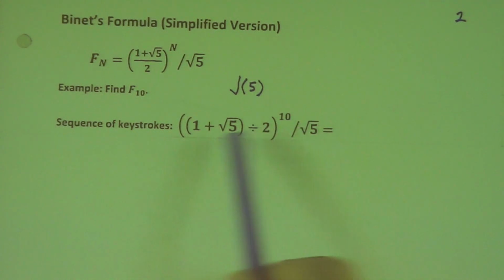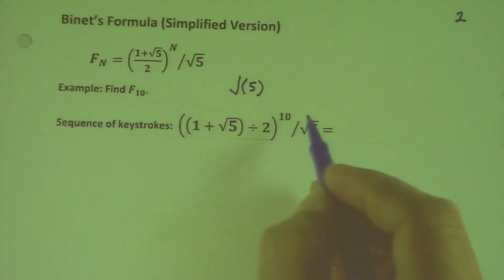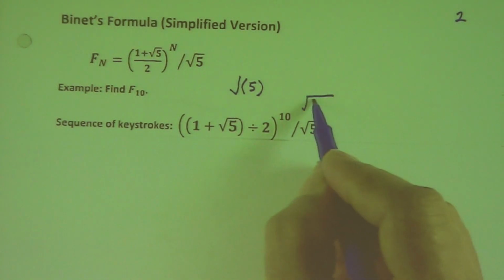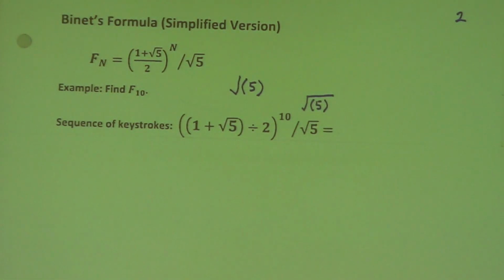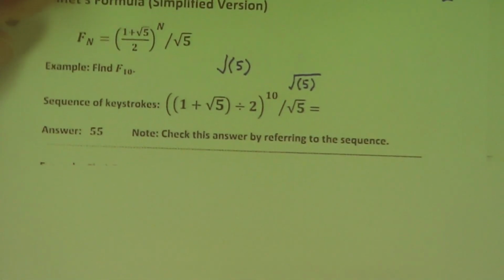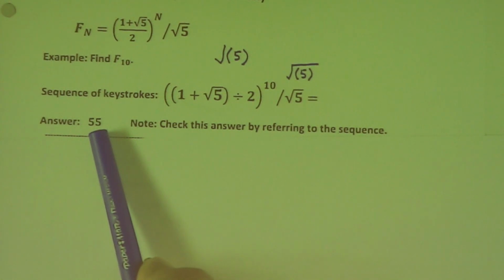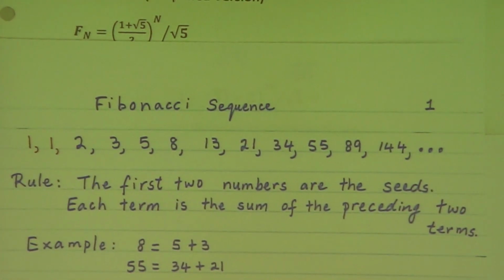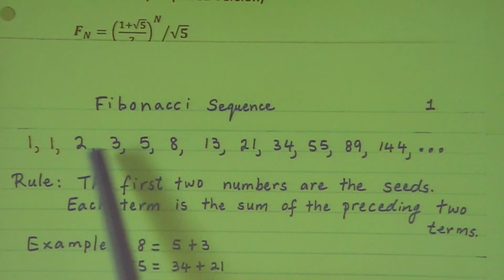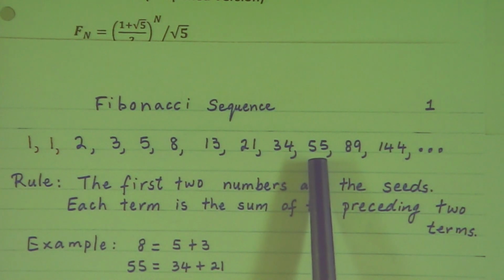So try this, enter it carefully. Again, here you may have to write the square root of parentheses 5. If you do it correctly, you should get 55. Remember, you can go back to our list of Fibonacci numbers. And 1, 2, 3, 4, 5, 6, 7, 8, 9, 10. The 10th Fibonacci number is indeed 55.